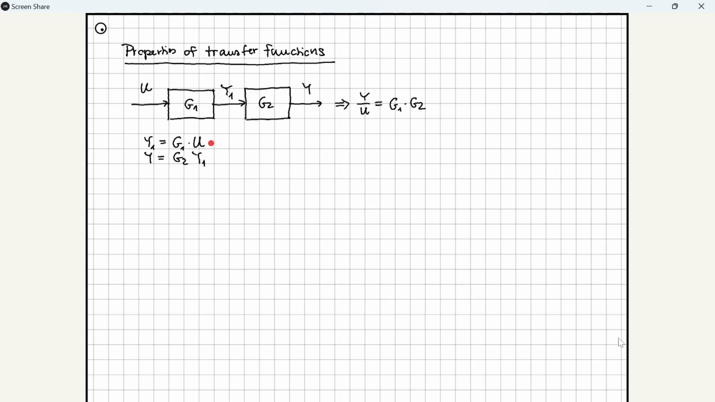And if we stick the y1 into this equation here, we get y equals g2 times g1 times u. So you can see that the two systems in series become the transfer function that is the multiple of the two individual transfer functions. And we can see this with an example.